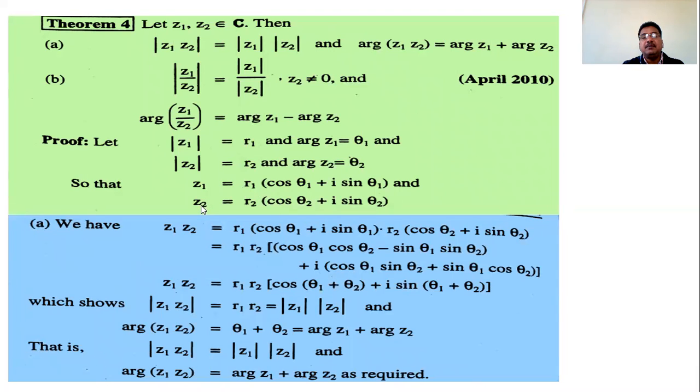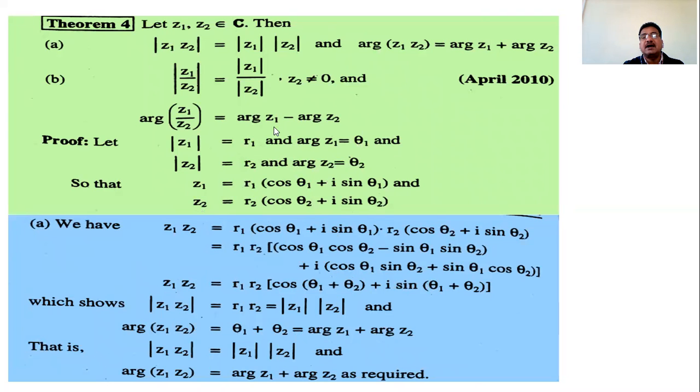Like this, if you write z2 as r2 cos theta2 plus i sin theta2, what does this indicate? That r2 is modulus of z2 and theta2 is argument of z2. So we have z1 into z2 in this form, meaning r1 into r2 is the modulus of z1 into z2, and theta1 plus theta2 is the argument of z1 into z2. And what is theta1? Theta1 is the argument of z1.